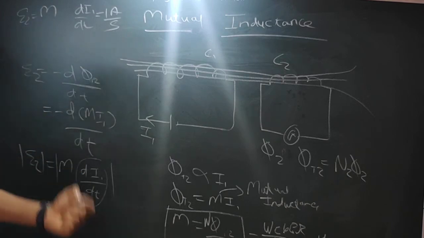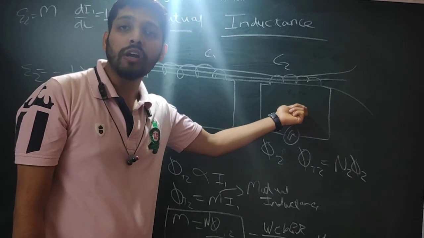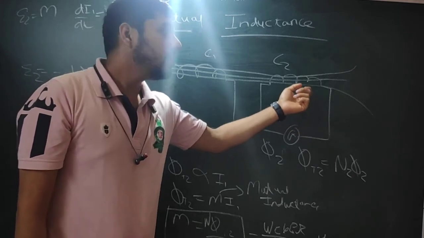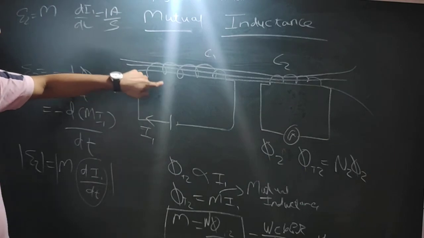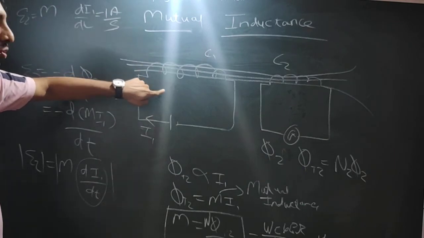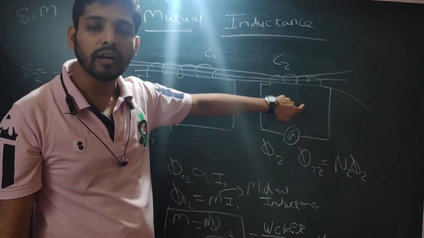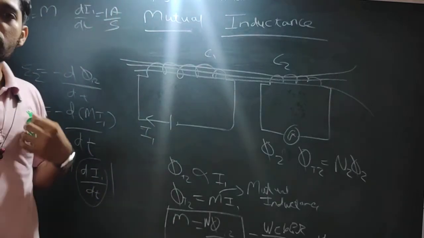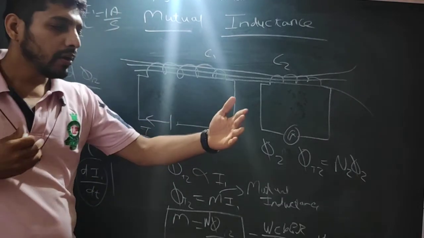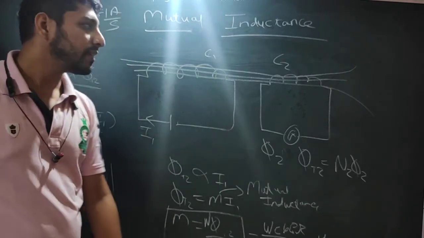What is mutual inductance? Mutual inductance is the EMF that is induced in coil 2 where there is no current passing. This induced EMF is due to the variation of current in coil 1, which produces some induced EMF or induced current in coil 2. That is known as mutual inductance. In self inductance it was one coil only, in mutual it is two. It is happening between the two.